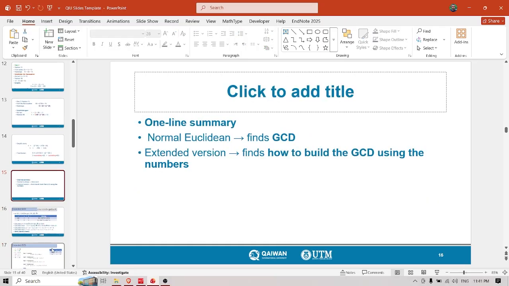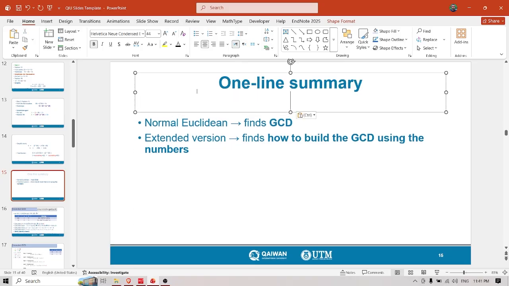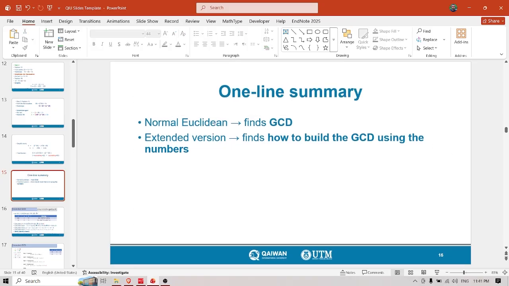Now, in a one line summary, we say that the normal Euclidean algorithm we use to find the GCD. However, the extended Euclidean algorithm will find how to build the GCD using the numbers.